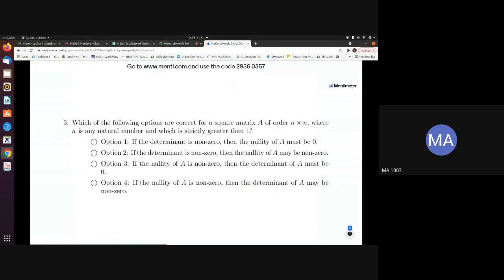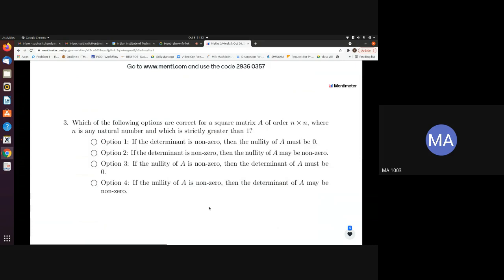If determinant is non-zero, then nullity must be 0. That is correct, right? Yes, sir. Option 1 is correct. Option 2, if determinant is non-zero, then nullity A may be non-zero, is not correct, because nullity must be 0. If nullity A is non-zero, then determinant A must be 0. That is also correct, right? So option 3 is correct, option 4 is not correct.